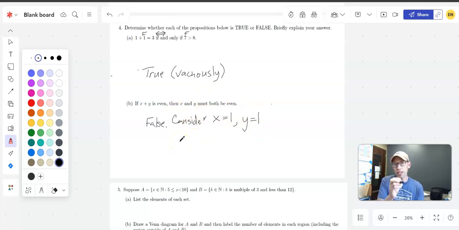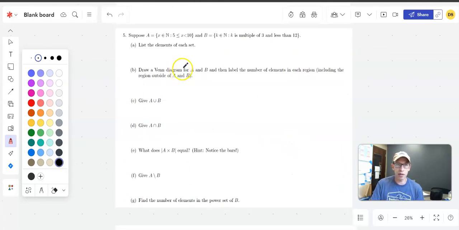Now remember, if you had a single example of, say, x equals 2, y equals 6, then yes, x plus y is even, but the way this is phrased, it's a universal claim, which means if you just come up with one case where it's not true, then the entire thing's not true.